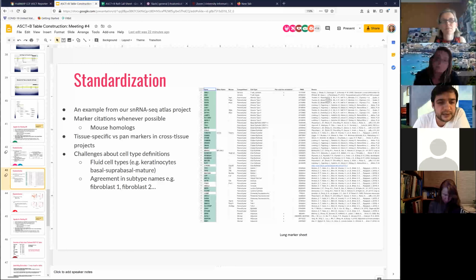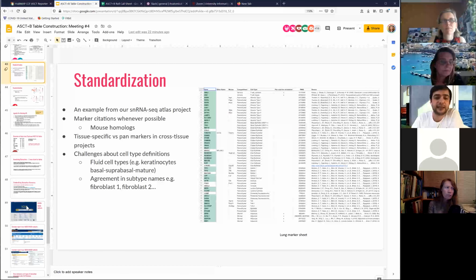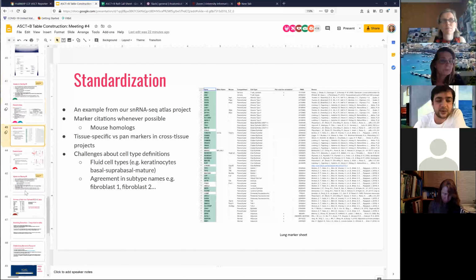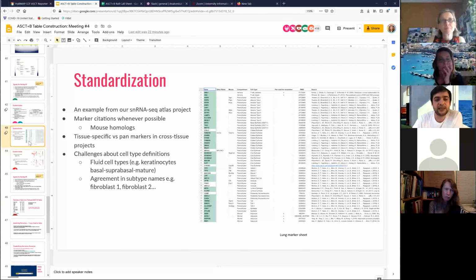And other than that, maybe you might have discussed that already in these meetings, but some cell types are harder to define, more fluid ones, for example, keratinocytes that look more like a continuum rather than a discrete type. These are also problematic. And the last thing I would like to emphasize is the agreement between the cell types, like fibroblast 1, fibroblast 2, or TUFT1, TUFT2 kind of naming, and standardizing these names. This is also a very important thing.